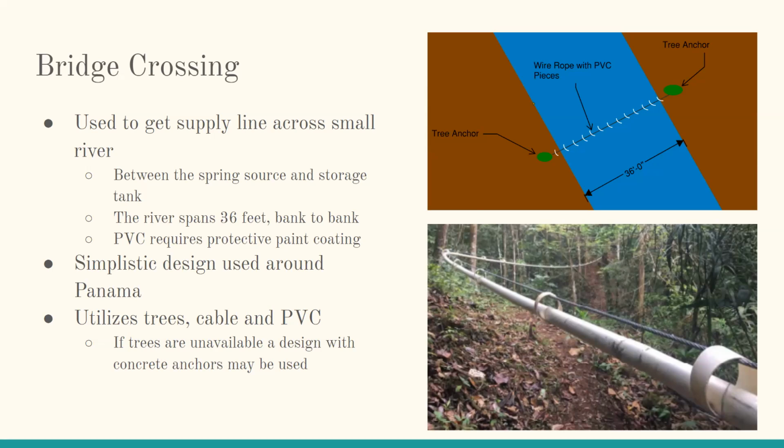Because this supply line is not covered by anything, we do have to use a protective paint so that it doesn't deteriorate from the UV light. We also included an alternative design that uses concrete anchors instead of trees. We're assuming based on the foliage in the area that there will be trees, but if not, the community has another option.